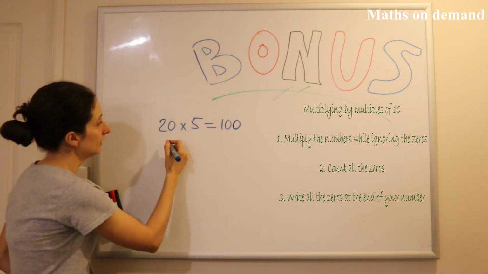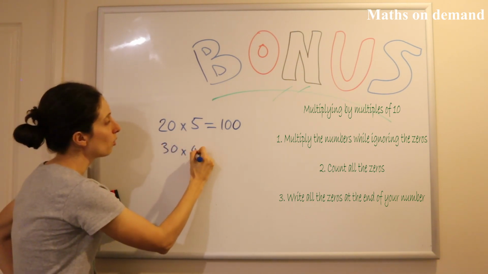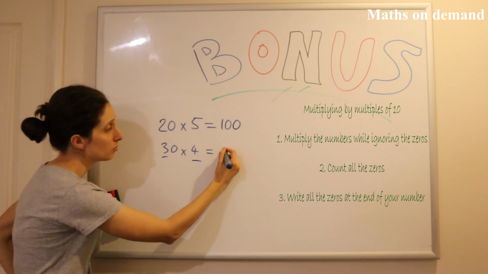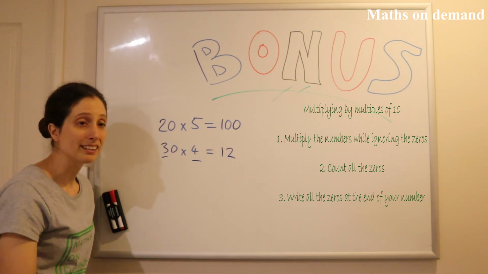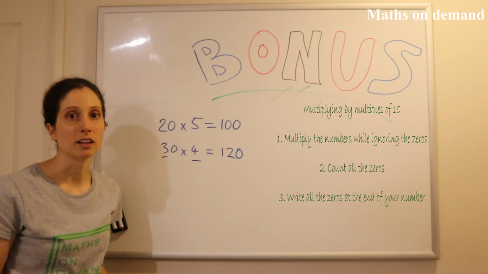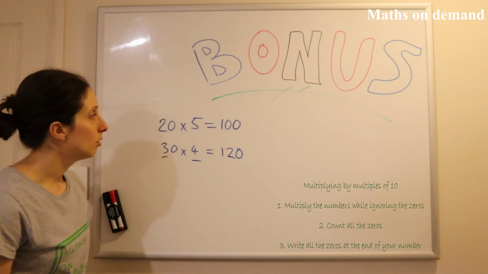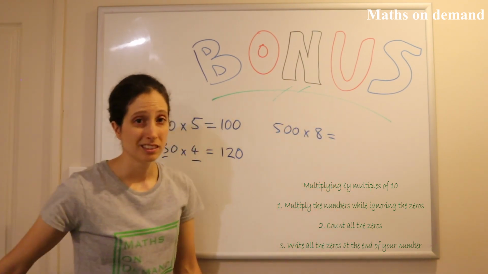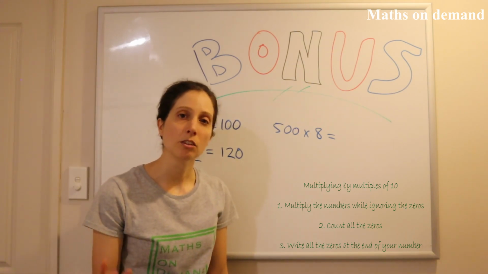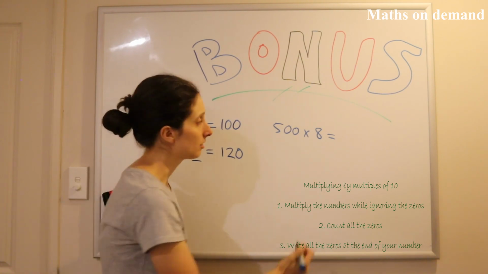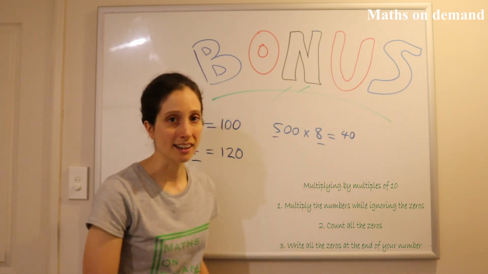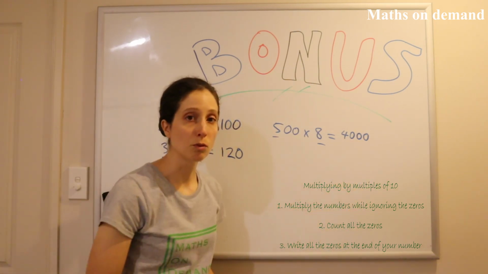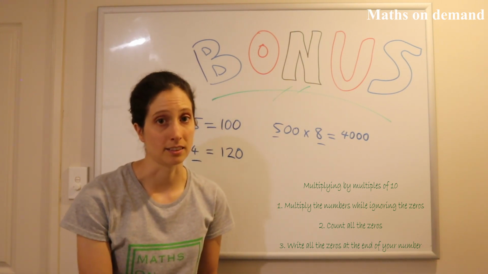If we wanted to do 30 times 4, then we can ignore this 0 here and do 3 times 4. 3 fours are 12. And then we add the 0 at the end. So our answer is 120. Now how about 500 times 8? That's a pretty big one, right? Well, you know 5 times 8, that's 40. So we write 40 because we've done 5 times 8. And then we need to add how many zeros? 2. So our answer is 4 with 3 zeros, which is 4,000.